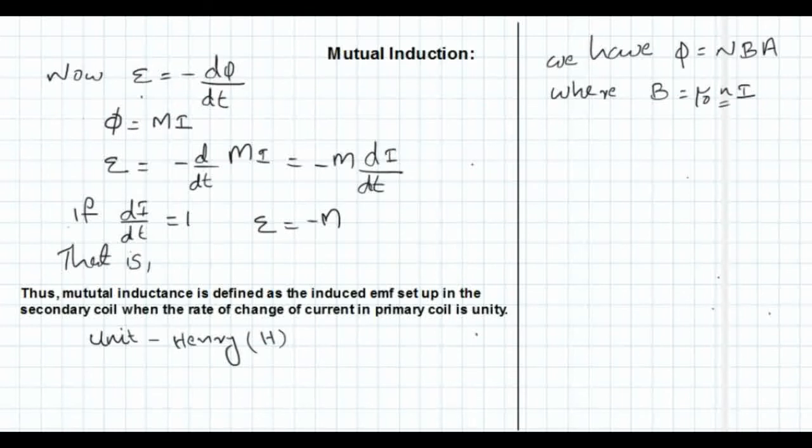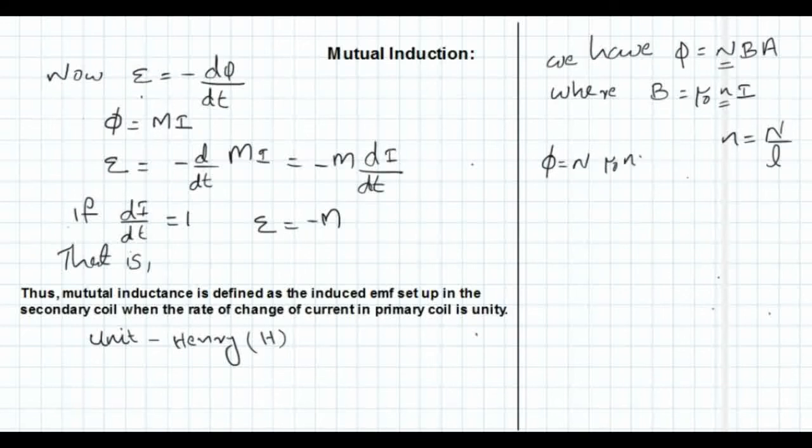Therefore, we can rewrite this. And what is small n? Total number of turns divided by length of the solenoid. So don't be confused between small n and capital N. Capital N represents the total number of turns. Small n represents total number of turns per unit length. You will get the value of small n by dividing the total number of turns with the length of the solenoid.